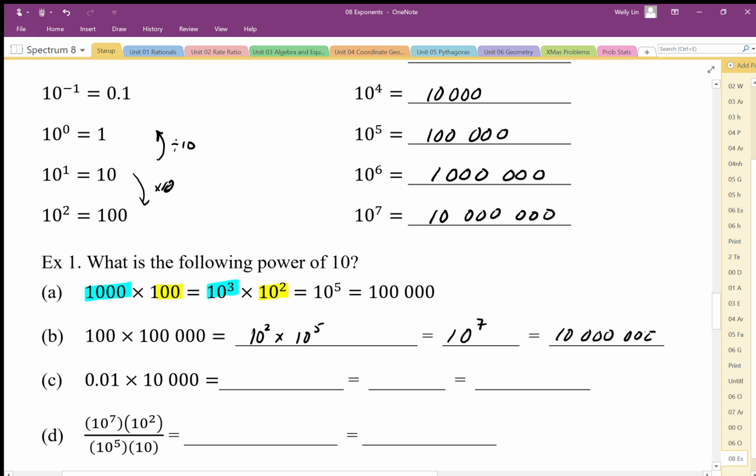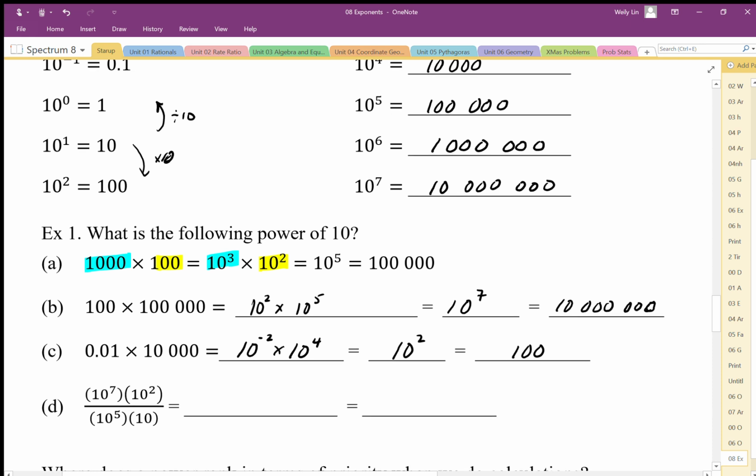And when we're doing the numbers bigger than 10, we're just counting the zeros. This becomes 10 to the negative 2 times 10 to the positive 4. Well, I have 2 divides, 4 multiplies, so I have an extra 2 multiplications. Well, 10 times 10 is 100. So we can do this powers of 10 like this, and this relates to something called scientific notation.